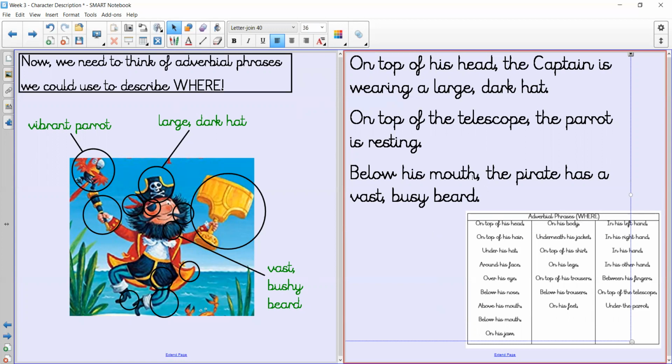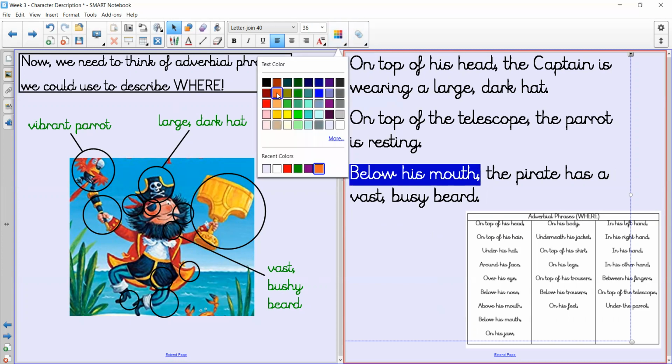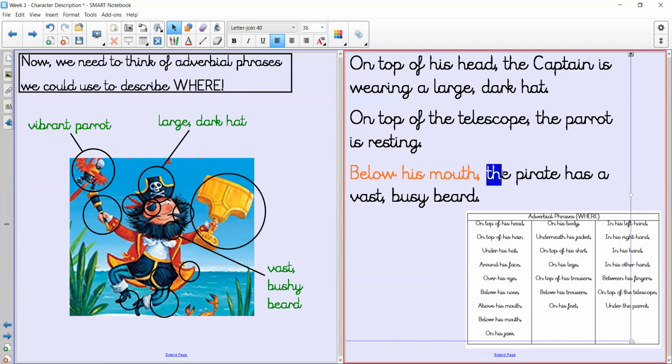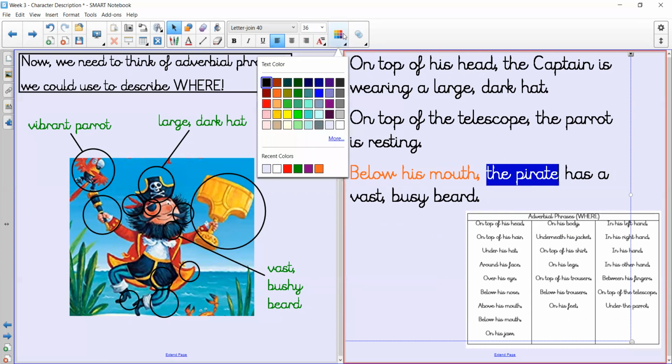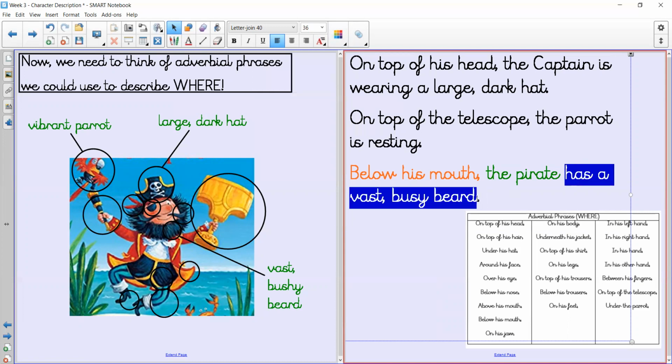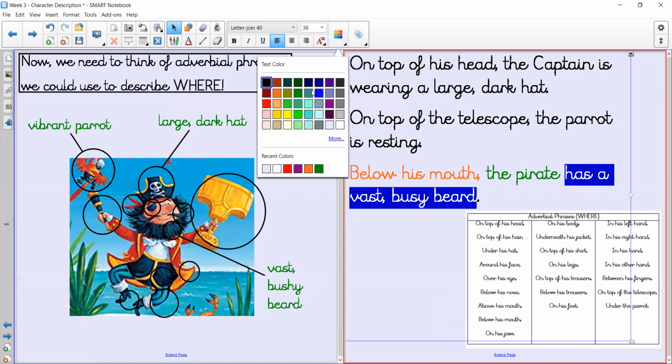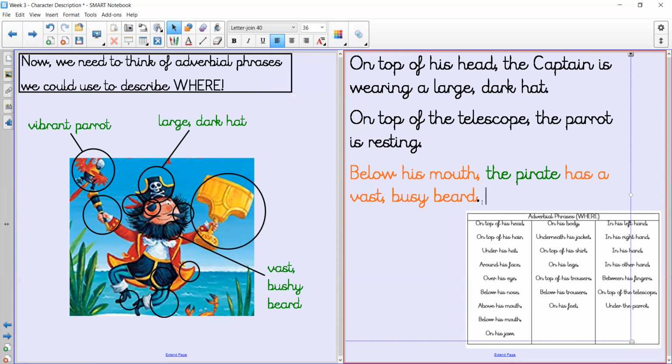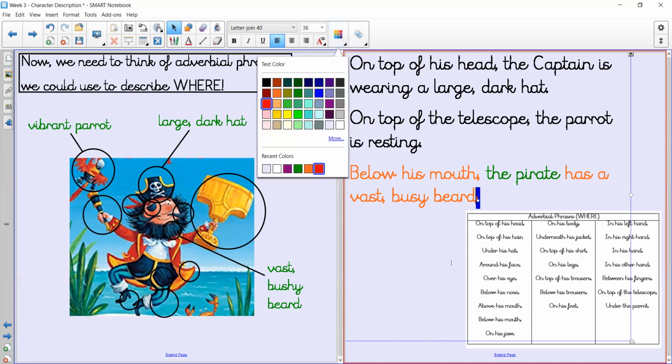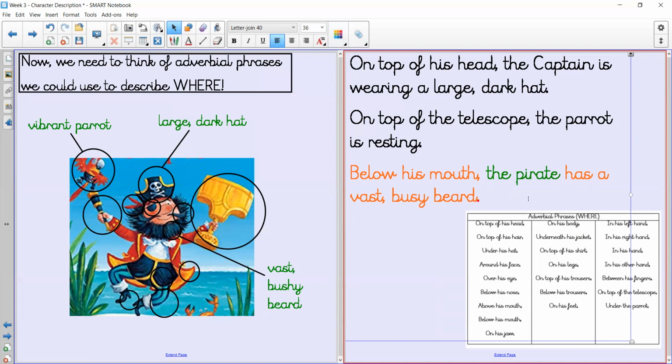Below his mouth, the pirate has a vast, bushy beard. It does make sense. I've got my adverbial phrase at the start, which I can put in orange because I know that goes on an orange card. My subject of my sentence, the pirate, which we know goes on our green card from last week. And my predicate goes on my orange card, what the pirate is doing. Well, at this point, he has a vast bushy beard. And then my full stop can go in red. So, really nice and simple.